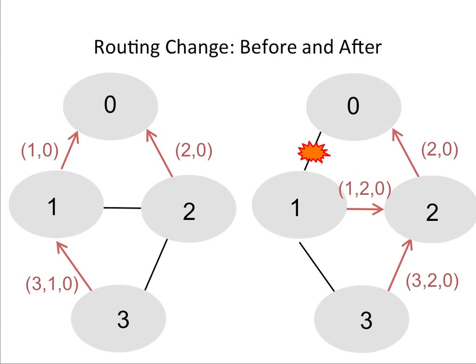So let's think about how routes might change when we have an outage in the internet. So these are autonomous systems, and the paths are indicated in the diagram. For example, the path to 0 from 3 right now is 310. From 1 it's 10. From 2 it's 20. Let's say that link 10 breaks.